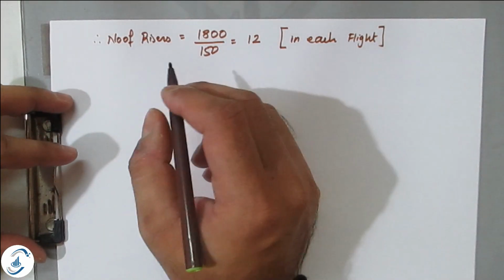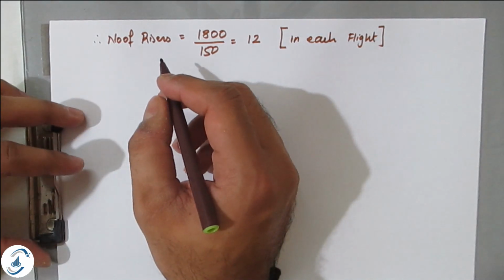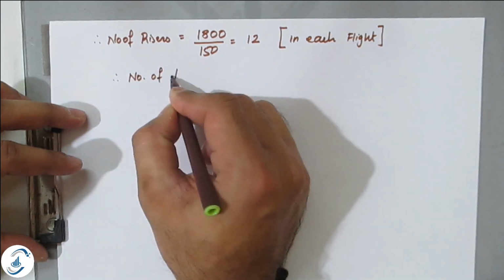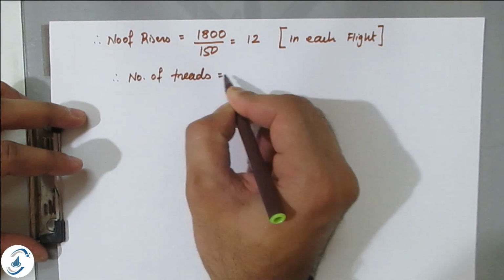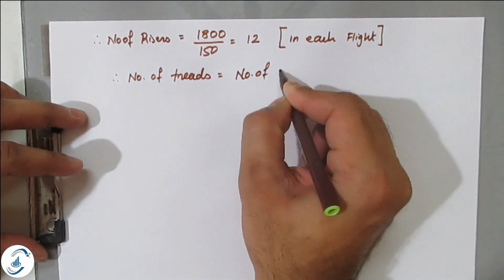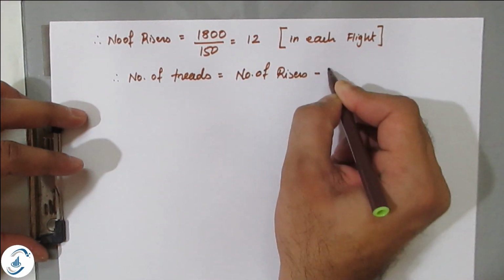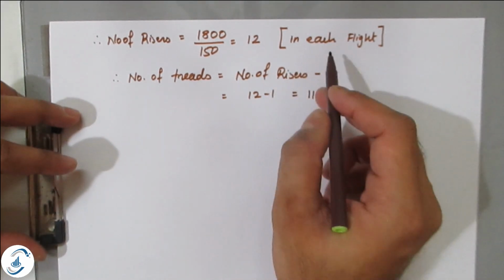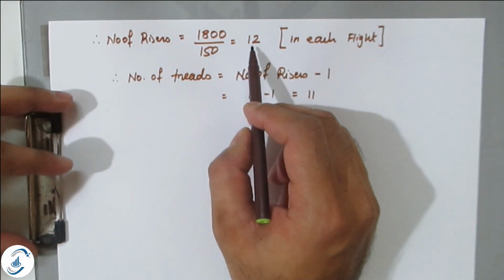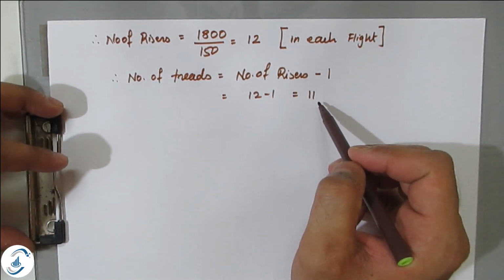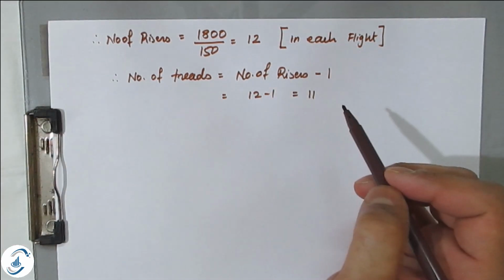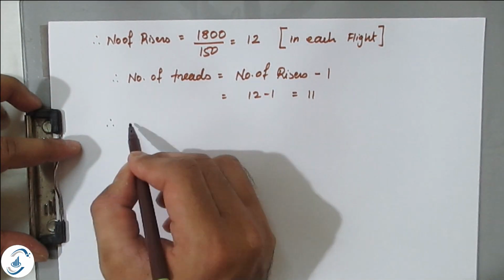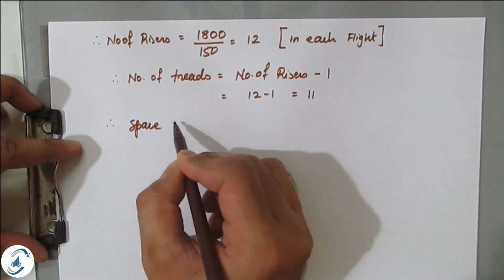Now once you find the number of risers, the next step is to find the number of treads. The number of treads, which is very simple to calculate, is equal to the number of risers minus 1. That becomes 12 minus 1, which is equal to 11. So in each flight there will be 12 risers and 11 treads. This way you have to calculate the number of risers and number of treads. So now you can easily calculate the space occupied by treads.